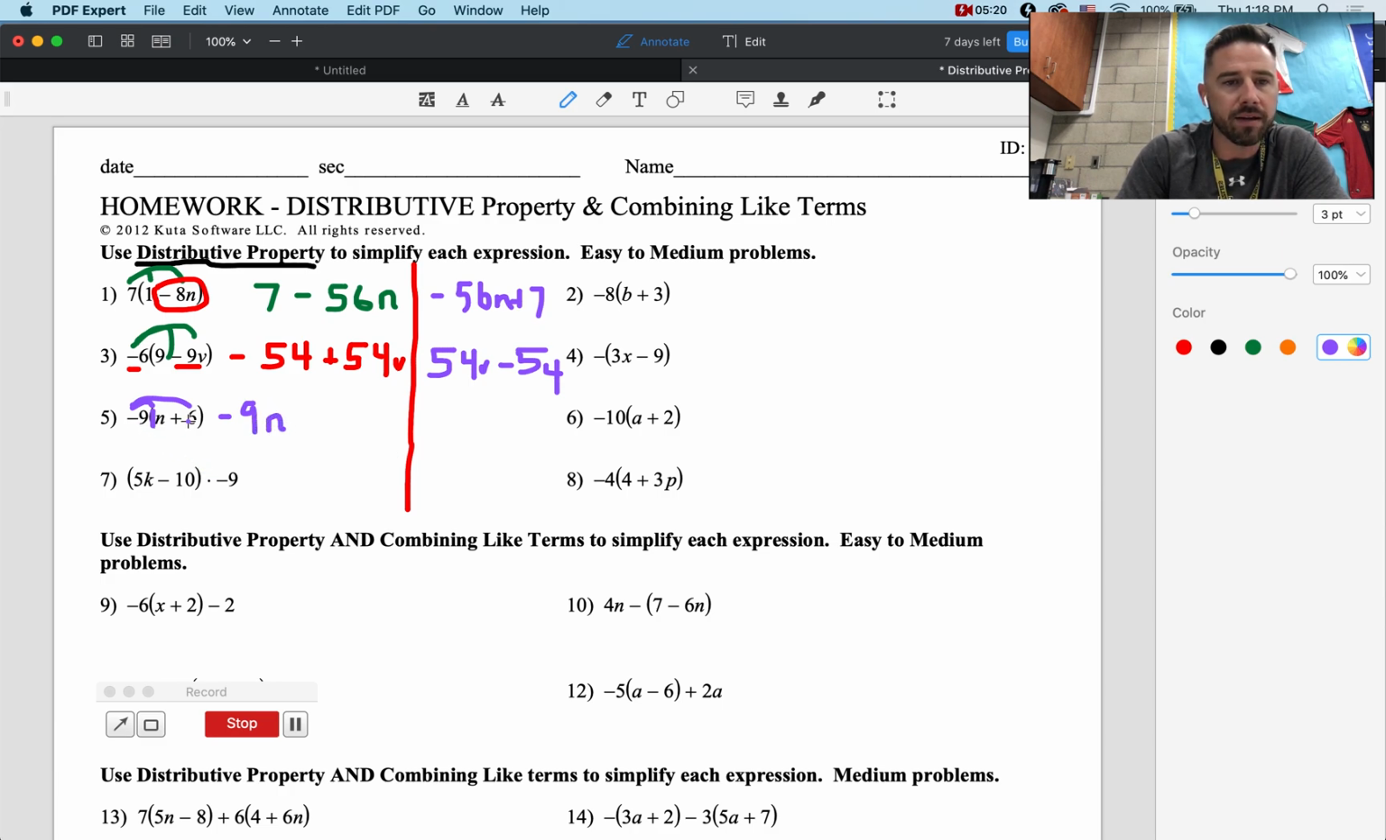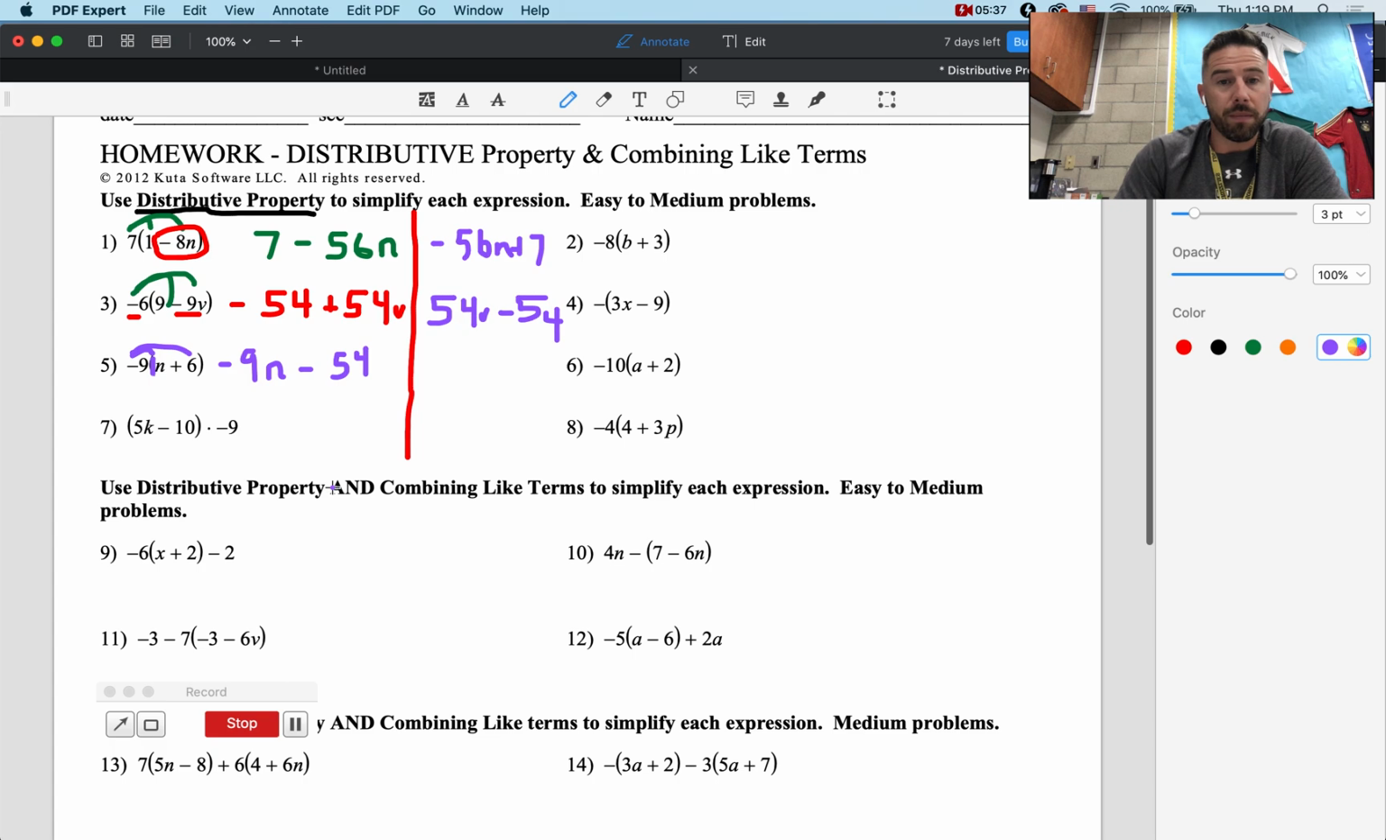And then we have negative 9 times positive 6, which is a negative 54. And in this case, you can see that the variable's first. Okay, so whatever we get, you can just leave it like that, but I'll make sure in the answer key that I put it both ways so you kids don't get marked down.